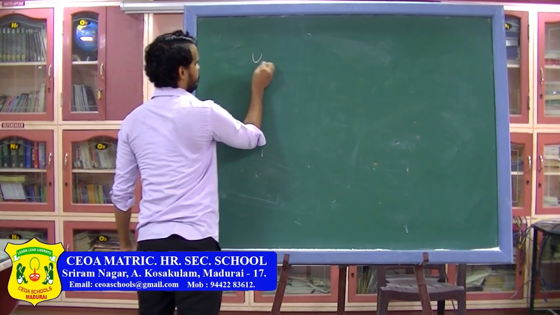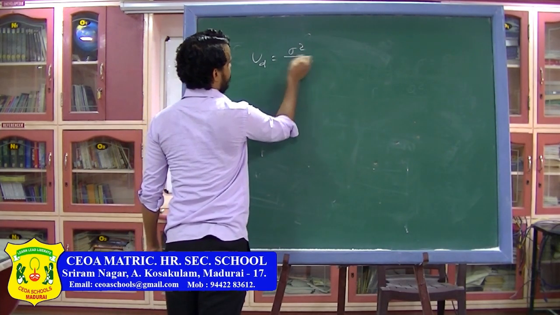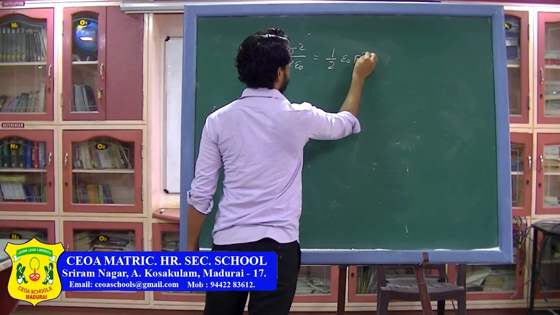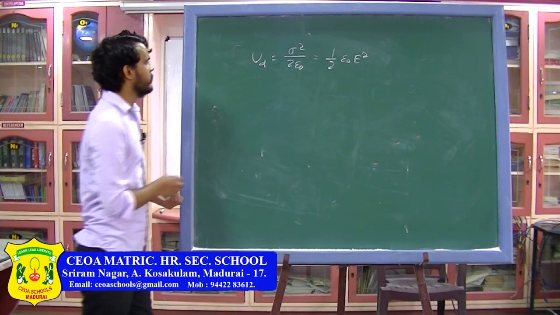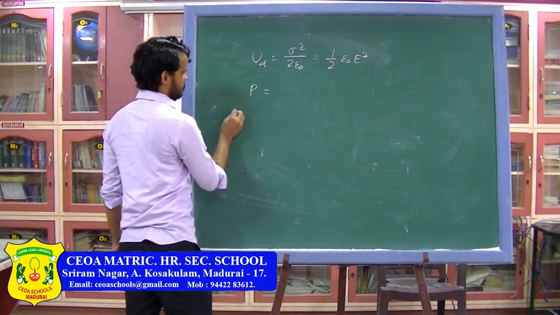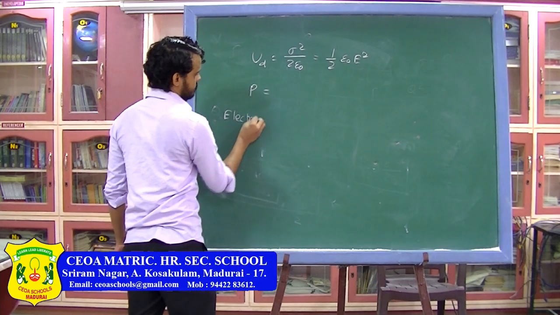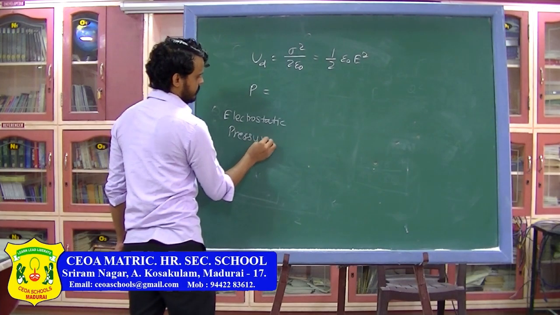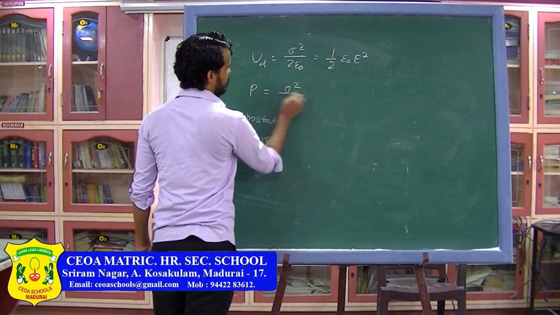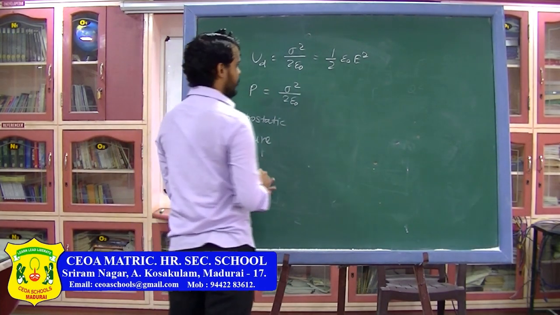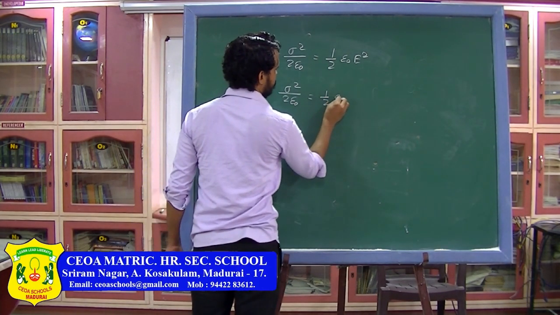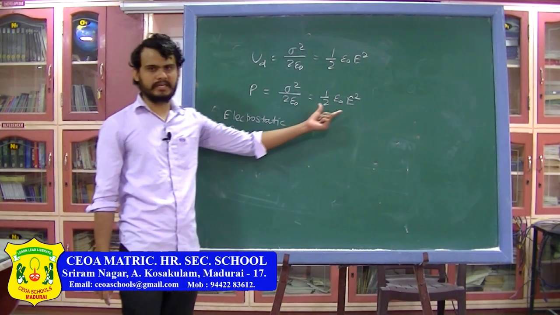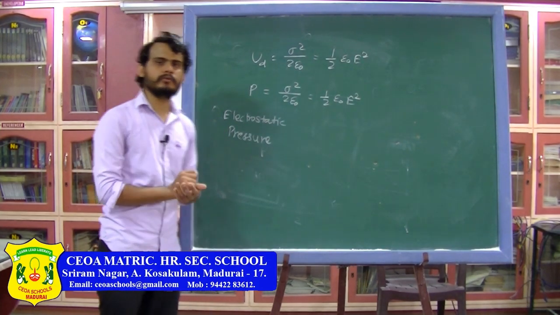So energy density can be written as sigma square divided by 2 epsilon naught, or it can be written as half epsilon naught E square, where E is the electric field between the capacitor plates. Similarly, electrostatic pressure also can be written as sigma square divided by 2 epsilon naught, which again you can write as 1 by 2 into epsilon naught into E square. Again remember, here this E is the electric field between the capacitor plates, the total electric field, not the electric field due to one plate.